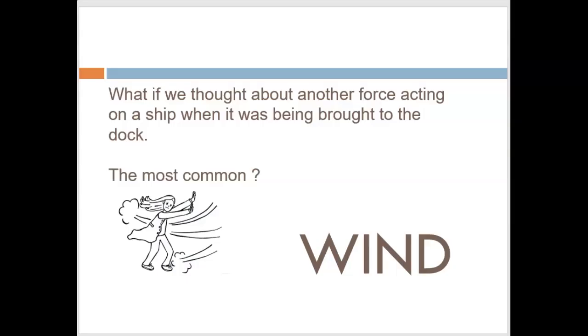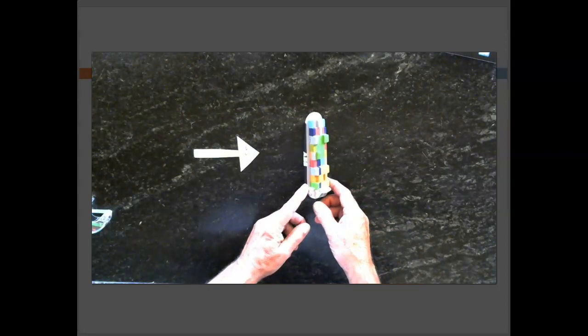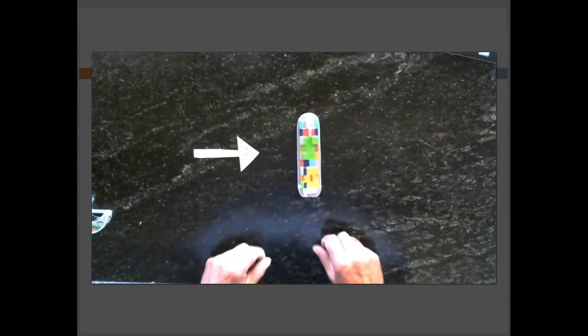It's not always only the tugboats pushing on the side of the ship. It might just be the wind which is pushing the ship, and we have to deal with wind all the time. So here's the ship again. We've got this little model of a ship here, and I'll lay it over there so you can see it.